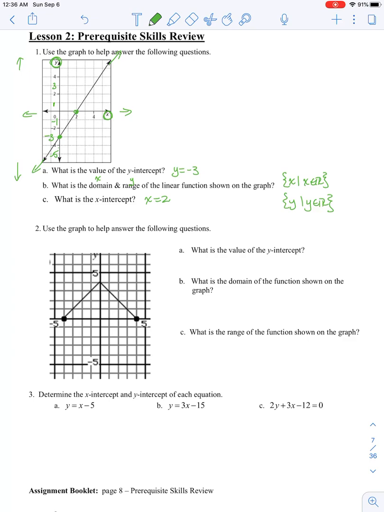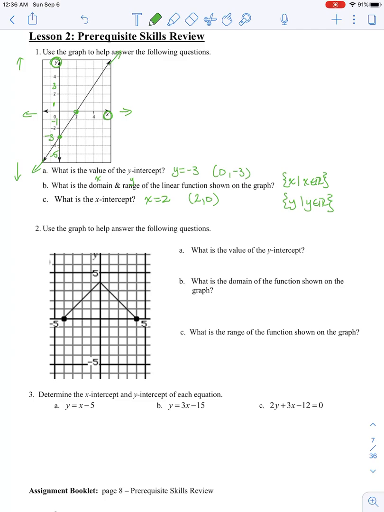What is the x-intercept? We could say x equals 2, or if we were being more specific, we would say (2, 0), and for the y-intercept, x is 0 and y is -3. Those are the coordinates. If it asks for the coordinates, you need to give both coordinates. If it says just the value, just the one value would be acceptable as well.